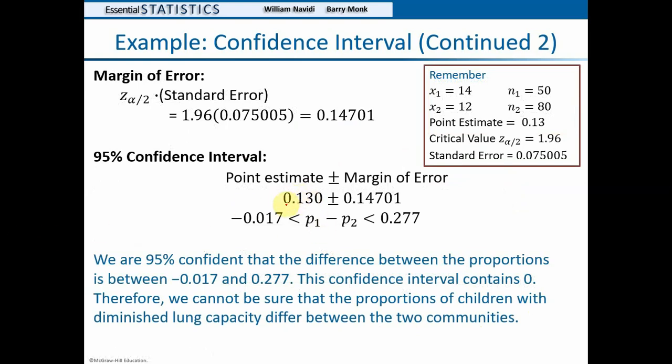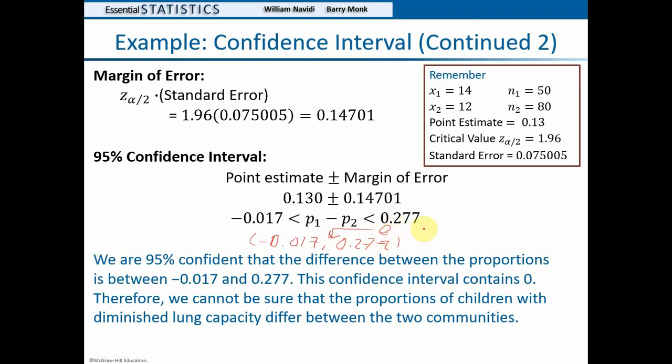Then I just do my calculation. I start out with my point estimate. I add the margin of error, 0.14701, that gives me a plus, and then 0.130 minus 0.14701 gives me the negative. So here, this is clearly, this estimate in here includes 0. So if I wrote it as my interval, 0.277, I know this is all the numbers between negatives and positive, and 0 is right there in the middle or somewhere in there.